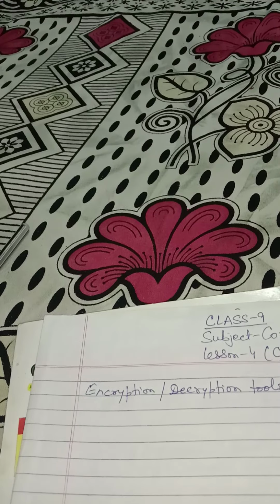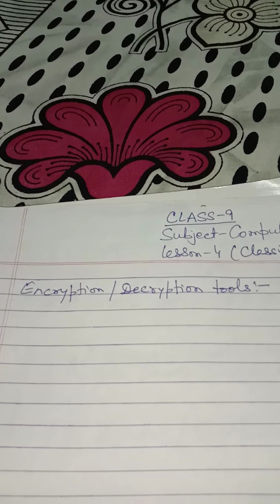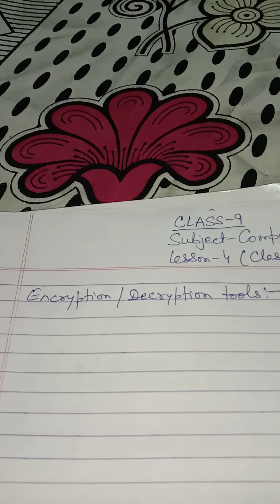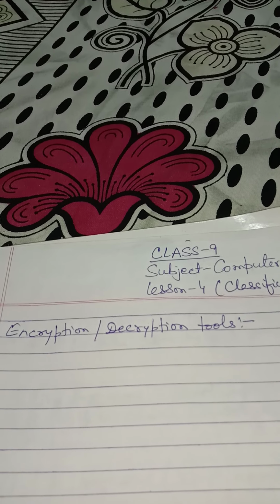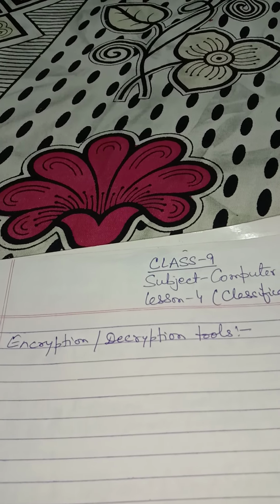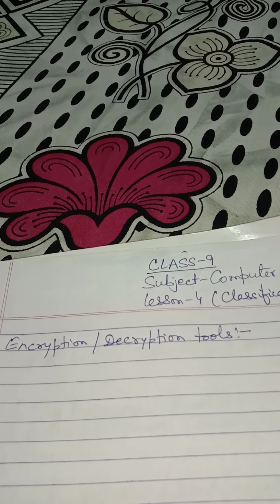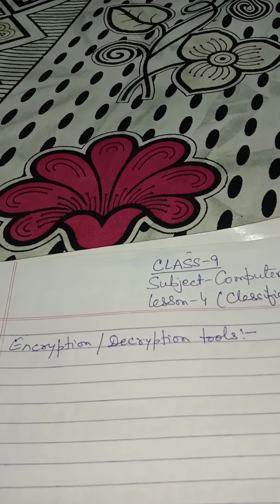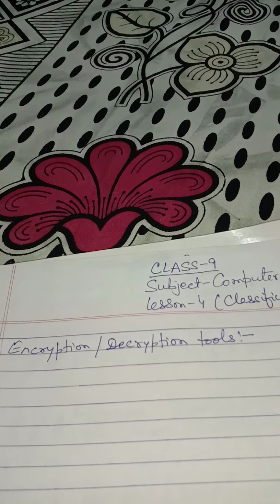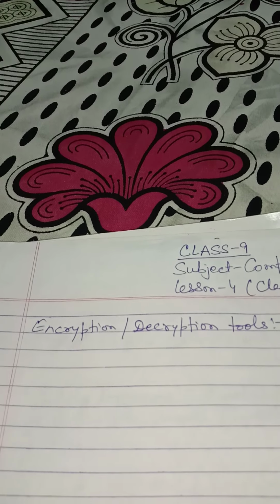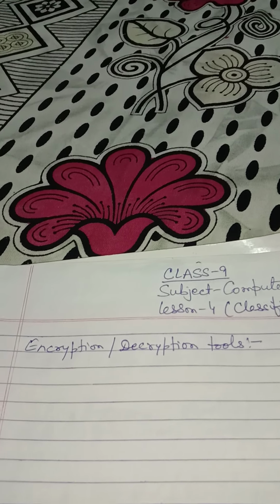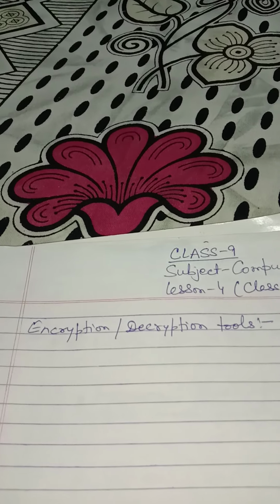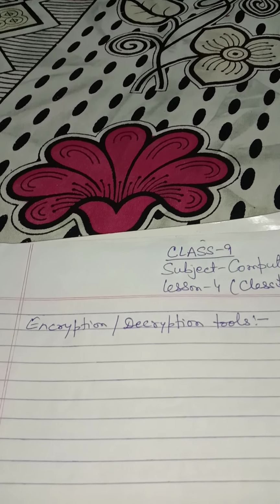Now what is decryption? Decryption is the reverse process of encryption. So an encrypted file can easily be decoded by using the key to decrypt the file. There are many encryption and decryption tools available on the internet, and we mostly use them for protecting our files or folders which contain important documents. So this is encryption and decryption tools.